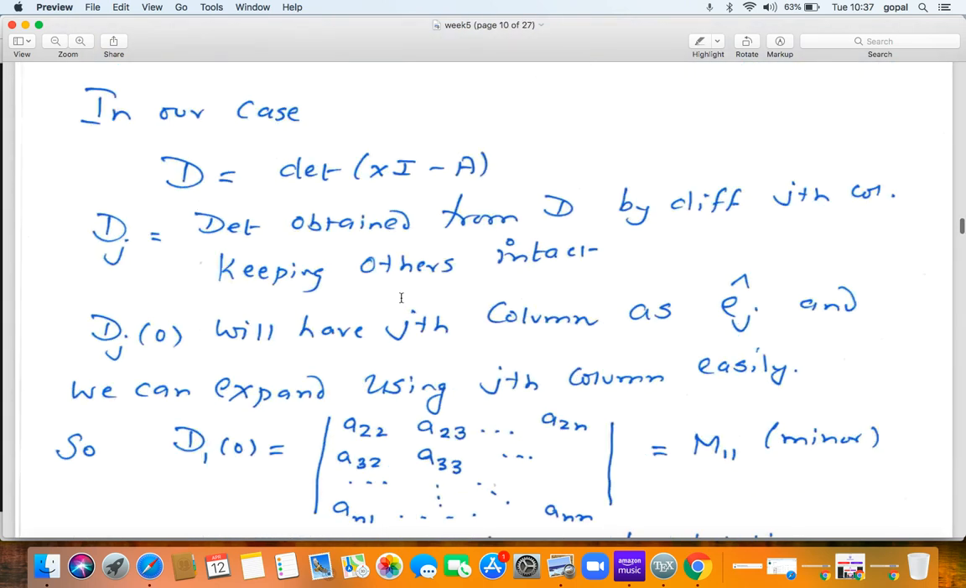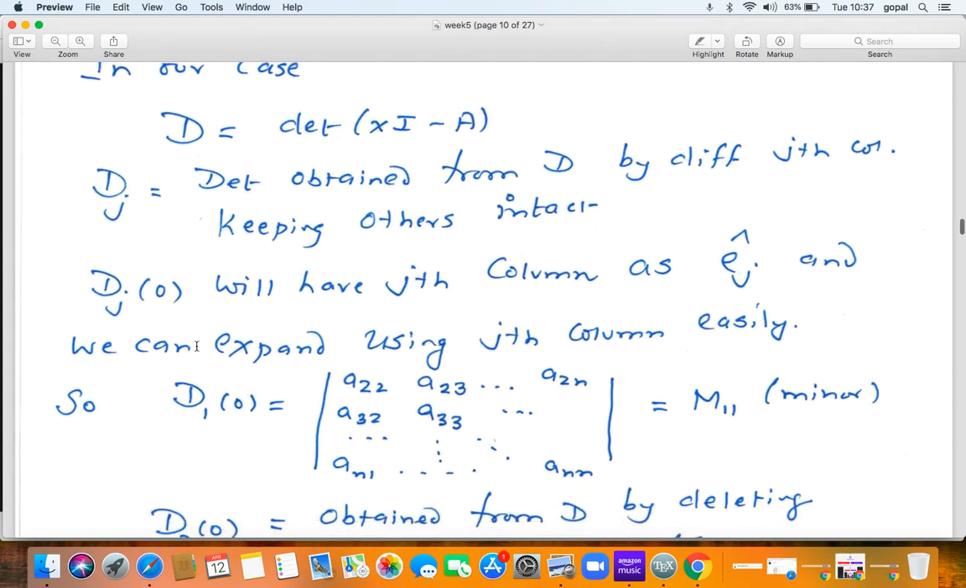So what will happen when you do it here? You will differentiate the jth column, keeping the other columns intact. When you differentiate the jth column, after that you have to put x equal to 0. Remember, after differentiating, you have to put x equal to 0. You have to calculate Dj of 0. But Dj of 0 will have the jth column of xI minus A.